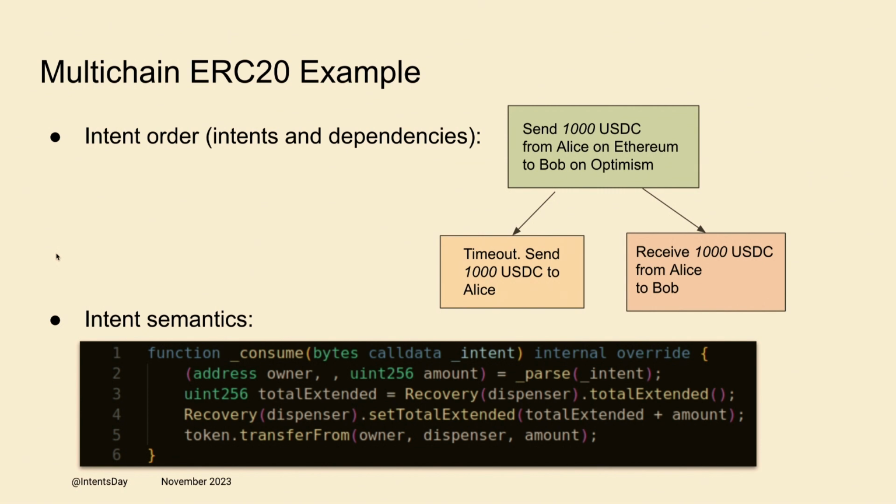So for example, here is a multichain ERC20 example, and I have just given an example of the intent ordering. It would be, for example, that Alice wants to send 1,000 USDC from Ethereum to Bob on Optimism. There are two ways to execute this. Either there's a timeout, in which case Alice will receive her 1,000 USDC, or Bob can execute her intent and receive the 1,000 USDC on Optimism.